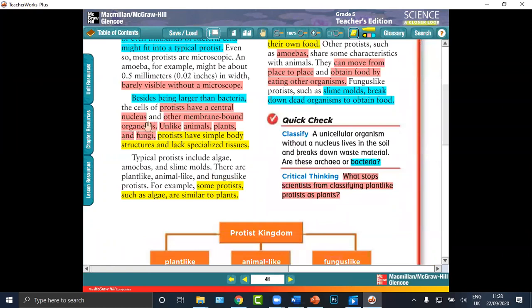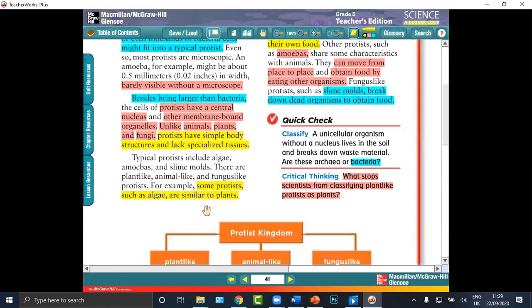It has a central nucleus and other membrane-bound organelles. It's unlike animals, plants, and fungi. It has simple body structures and lacks specialized tissues. Highlight this information, so important.